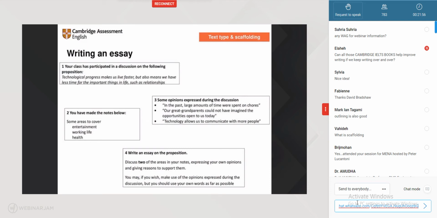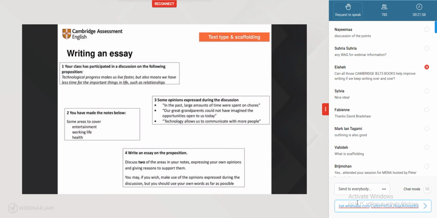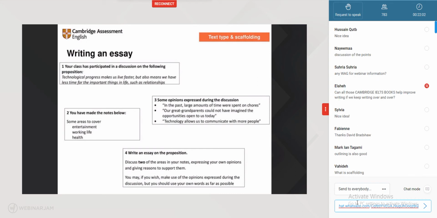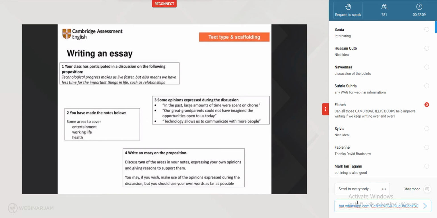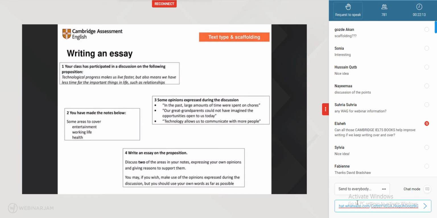So just breaking questions down. You can turn these into, so point 3, you can start a class discussion based on those opinions. Point 2, you can start a class discussion based on that. Give them just the proposition for homework. Make notes on this. Don't create an essay. Make notes on this.